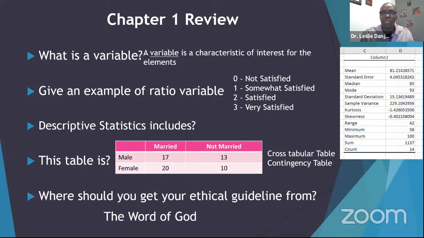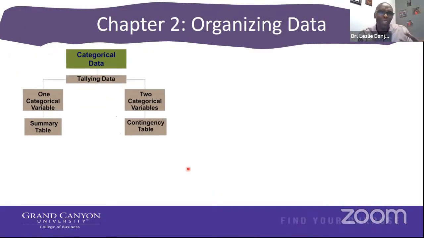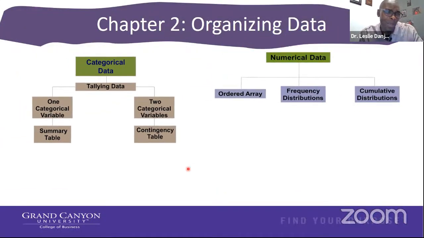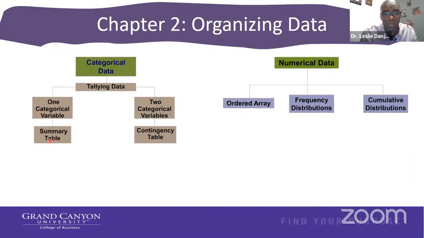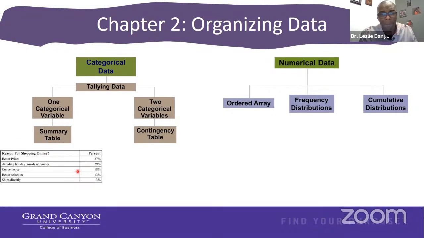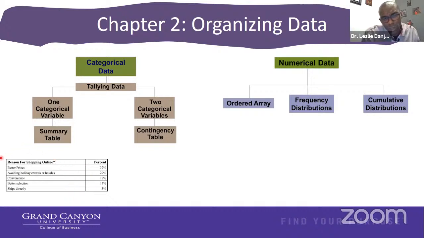All right, chapter 2. We talked about organizing the mess, y'all. We have to find ways to organize our data in a way that makes sense. How do we do it from a categorical perspective? If we have one categorical variable, we use something called summary tables. It looks like that. Here is your one categorical variable, reasons for shopping online. Here are its sub variables.